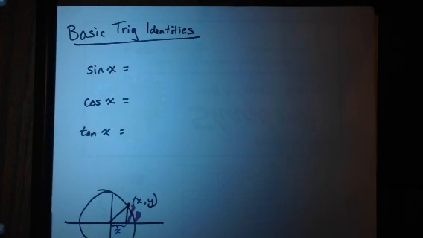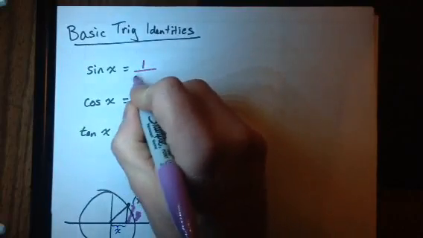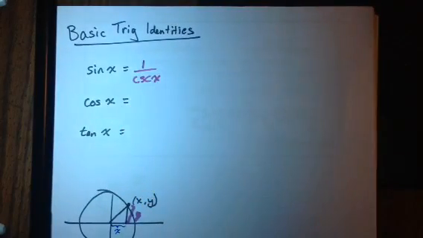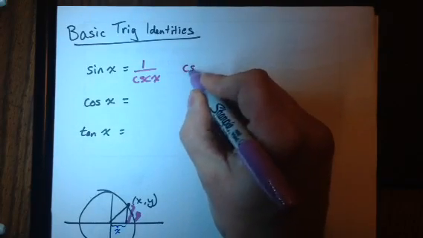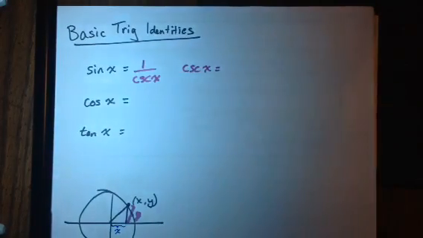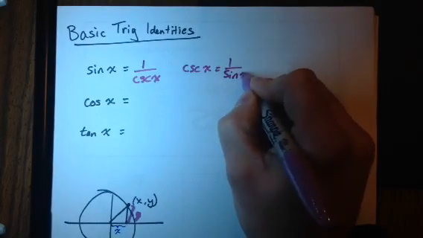So, sine of x, you'll probably remember, is the reciprocal of one of our functions. Do you remember which one it is? If you said cosecant x, you're right. Sine of x is the reciprocal of cosecant, and we can write it like that. Also, if we have cosecant x, the reciprocal of cosecant is 1 over sine of x.